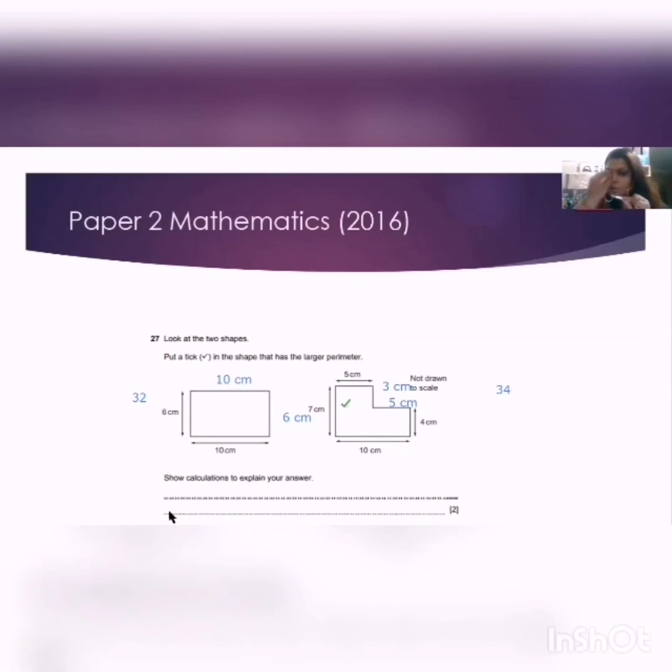Now show calculation to explain your answer. To explain your answer, you have to say that both of the shapes have the same width, but the L shape has the taller height here, which is 7 centimeters. If you look at this, the height is only 6 centimeters. That's how you explain it. Now let's look at the second question here.